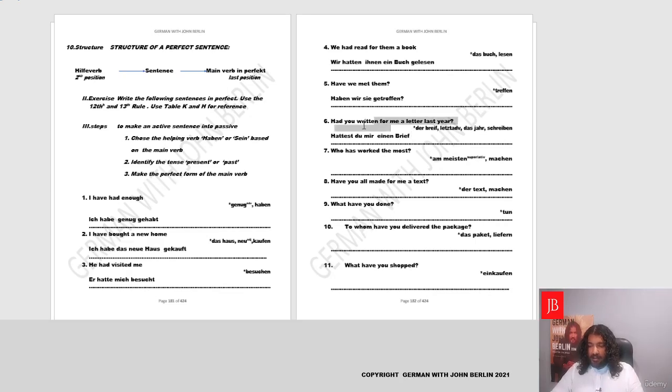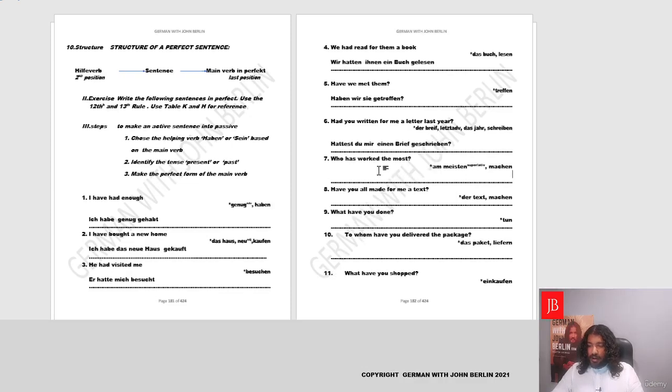And the rest, the verb is to write, schreiben. We'll add a ge, geschrieben. Yes, ei changes to ie. Geschrieben, Fragezeichen. Fantastic, yes.